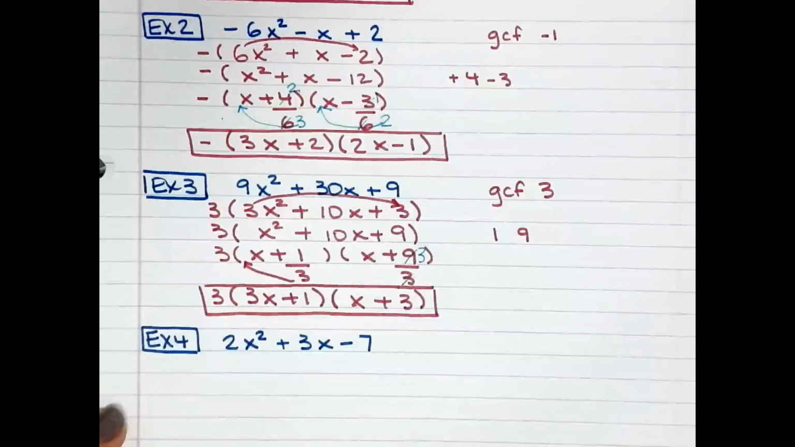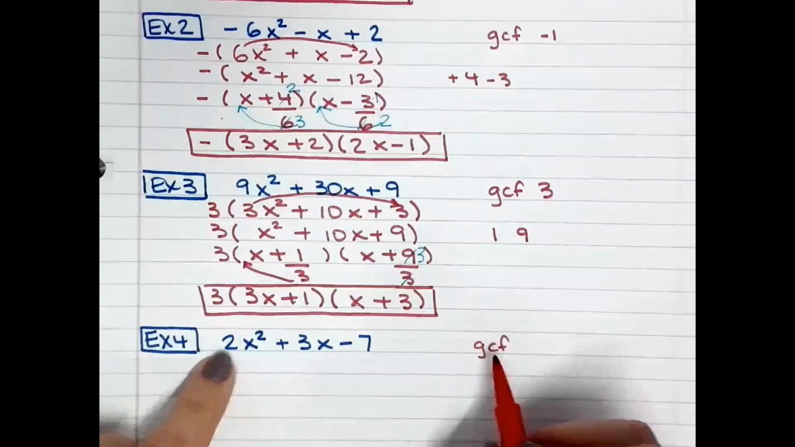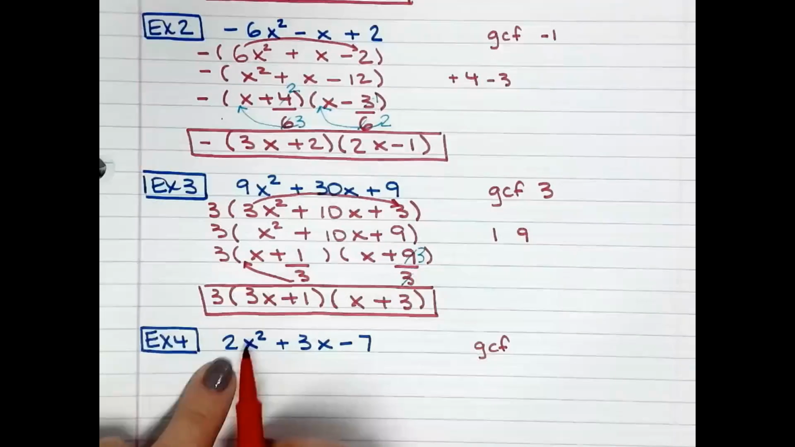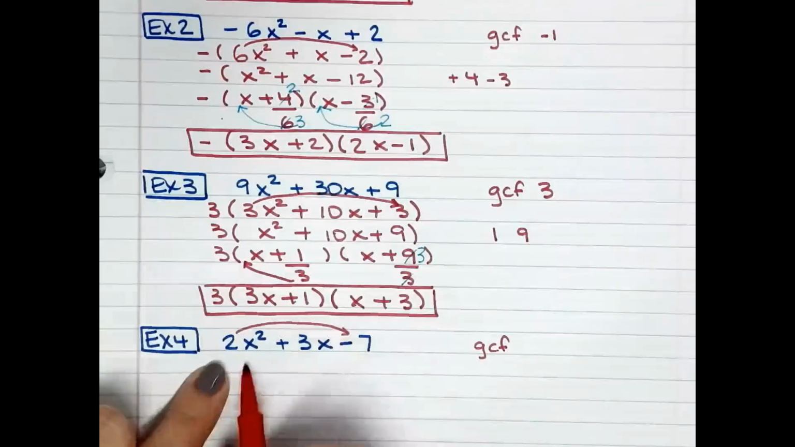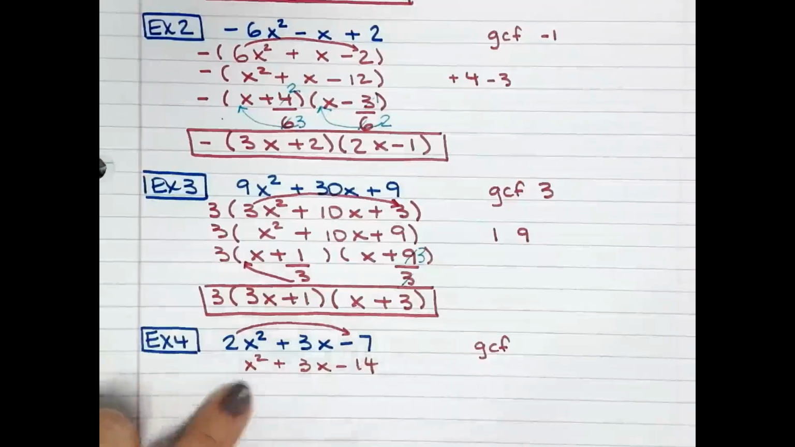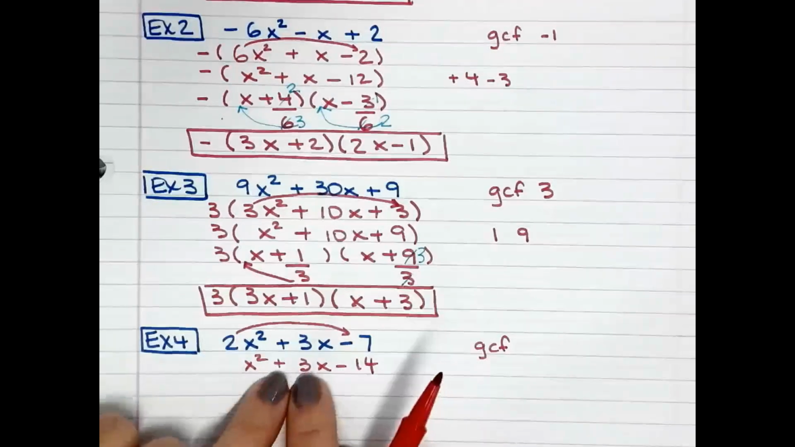So 3x plus 1, x plus 3. One last one. GCF, nothing. So leading coefficient is 2. Multiply that. Now, we're looking for two numbers that multiply to negative 14, but the same two numbers that add up to 3.